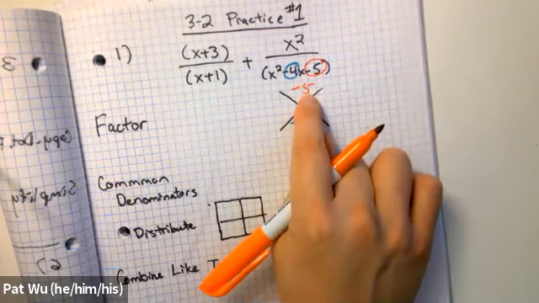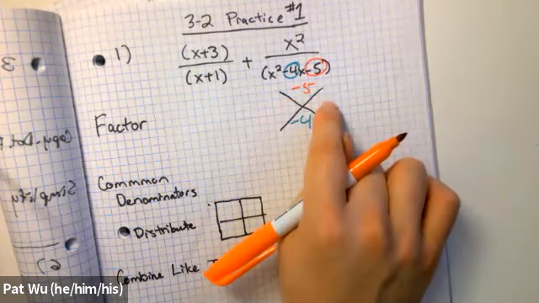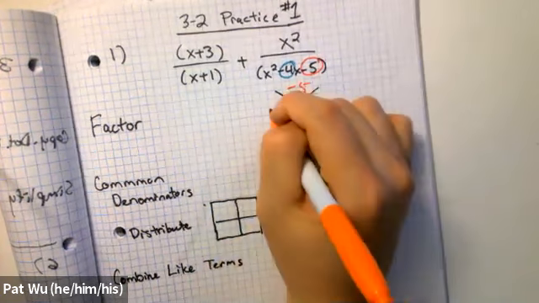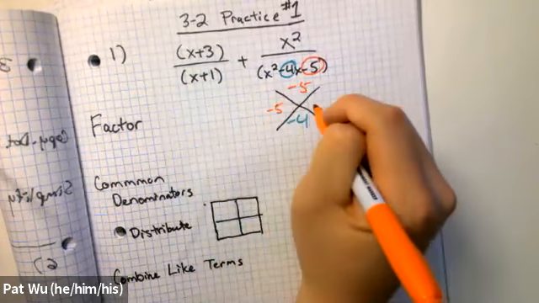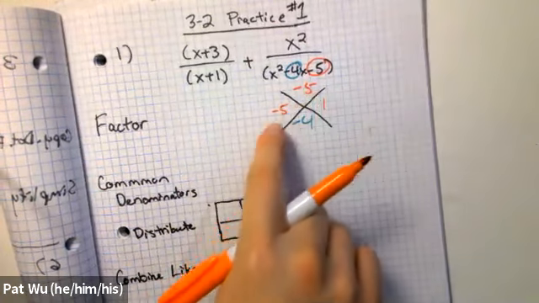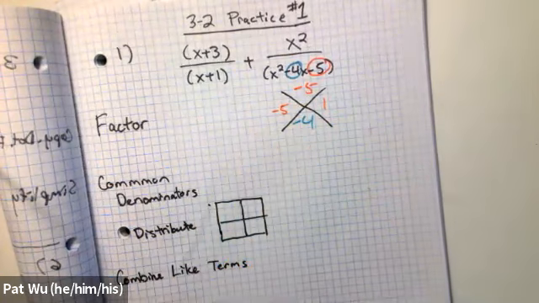There are only two factors of 5, 1 and 5. And again, I know one is negative and the bigger one is negative. So I'm going to have a -5 and a +1, because -5 times 1 is -5, and -5 plus 1 is -4.